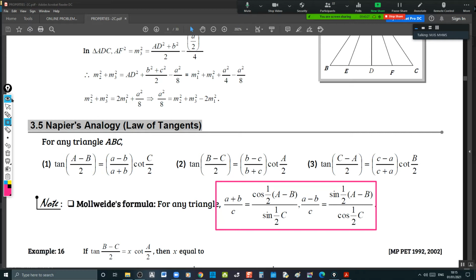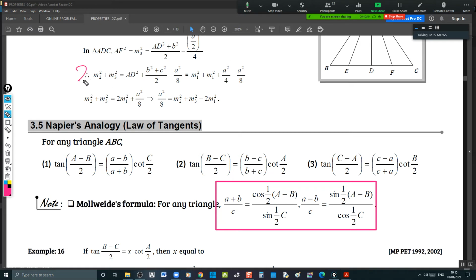(a plus b) by c is equal to cos of (A minus B) by 2 divided by sine of C by 2. Similarly, (a minus b) by c is equal to sine of (A minus B) by 2 divided by cos of C by 2. How do you get it? Simply by applying the sine rule.